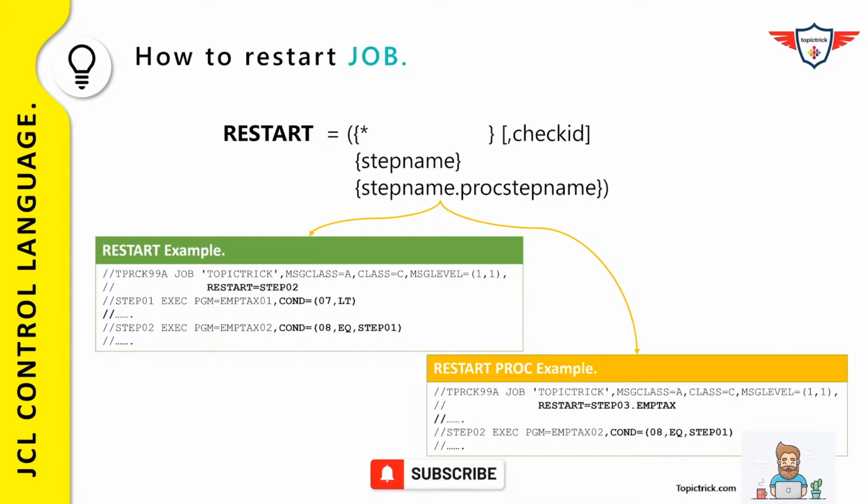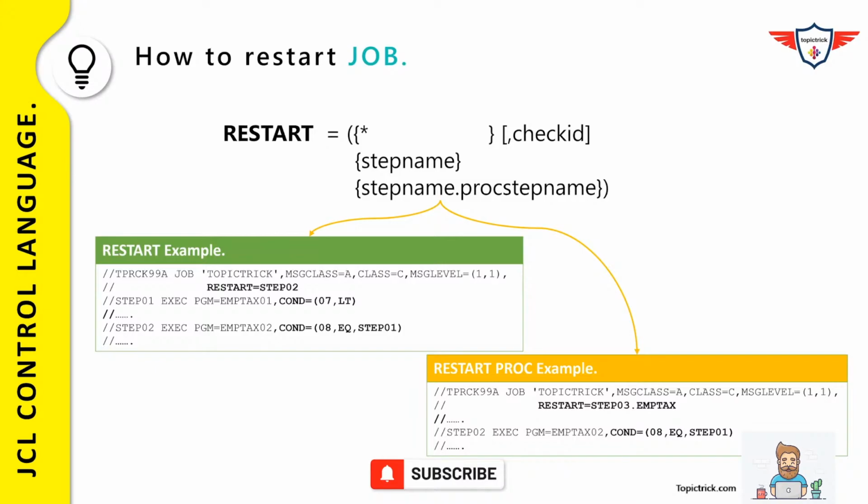Second one is step name, and in case you want to restart your job from a specific step, then you have to specify the step name. And third one is to specify the step which is included in a proc. So for example, you're using a catalog procedure and your job fails in any of the steps which are included in the catalog procedure. So you can use step name dot proc step name to specify the step within the proc from where the JCL should be restarted.